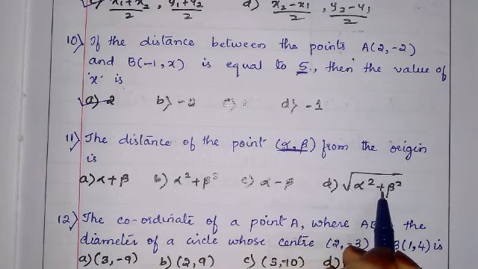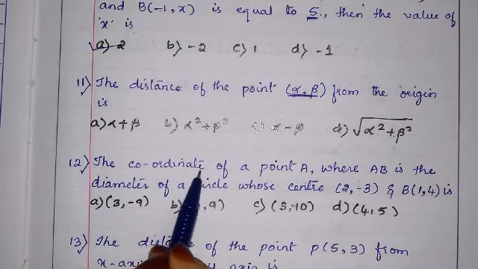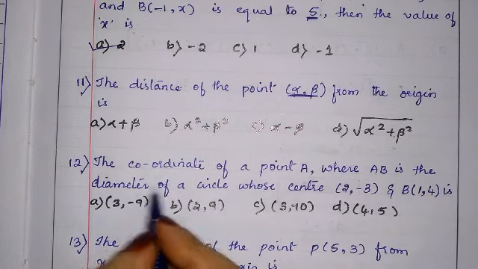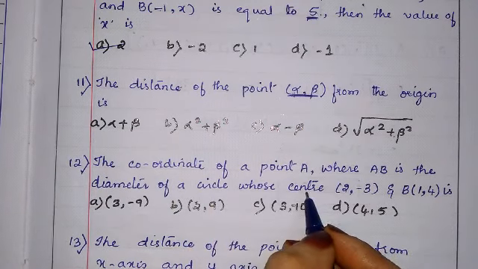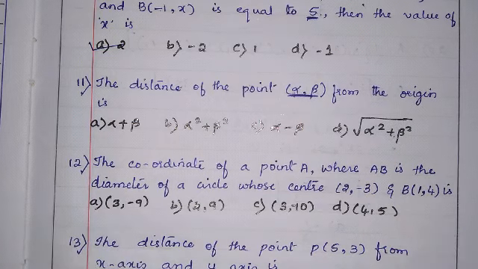Root of alpha square plus beta square. Okay. So the next question. The coordinates of the point A, where AB is the diameter of the circle whose center is (2, -3) and B is (1, 4), is. Okay. So here, what is the question?